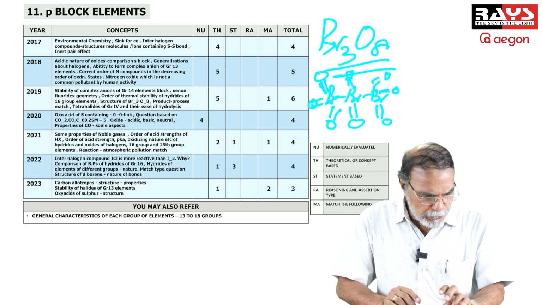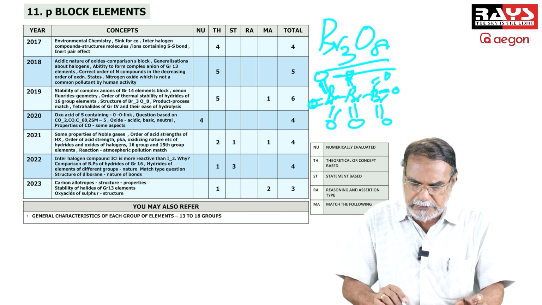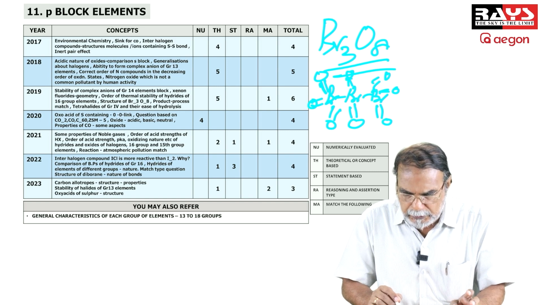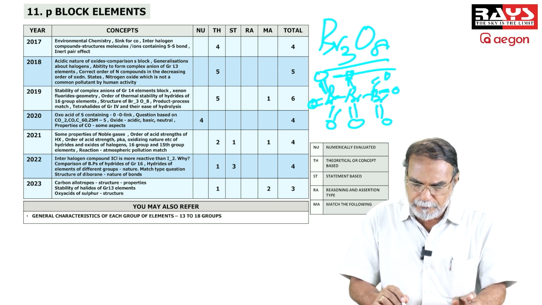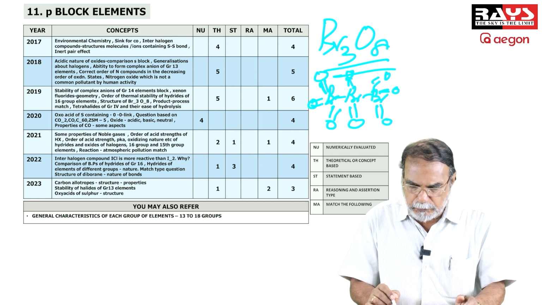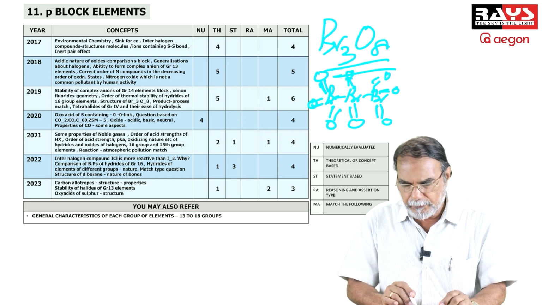Then in 2022, the interhalogen compound ICl is more reactive than I2. What is the reason? Comparison of boiling points of hydrides of group 16, and comparison of boiling points of hydrides of elements of different groups. Match type question, structure of diborane and nature of bonds.